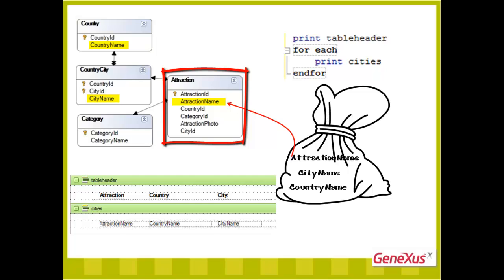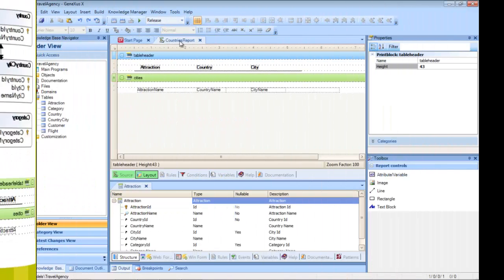And what does this mean? That the listing will not contain countries, but rather tourist attractions. And the country and city listed in each case will be those of the attraction and not those of the country-city table.